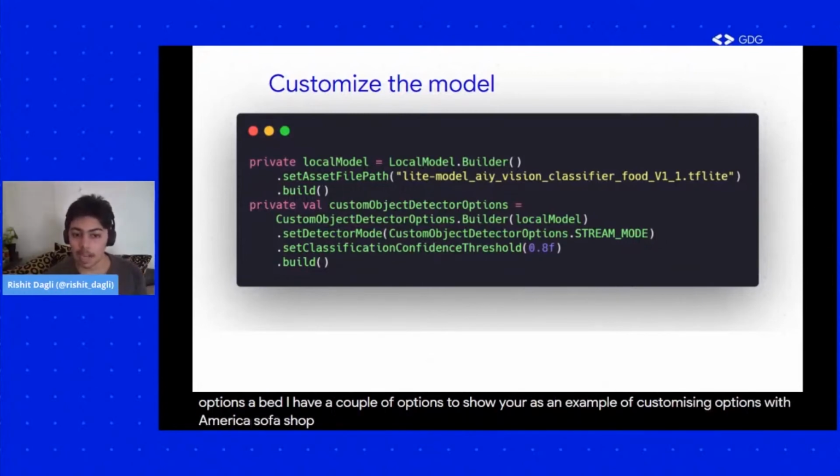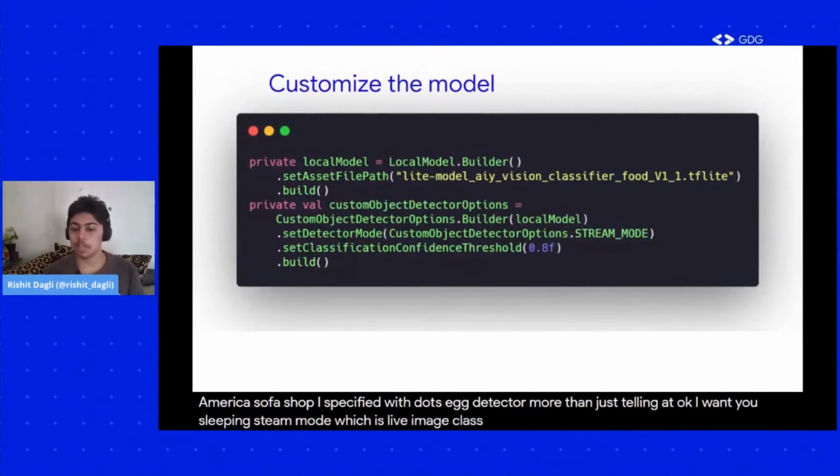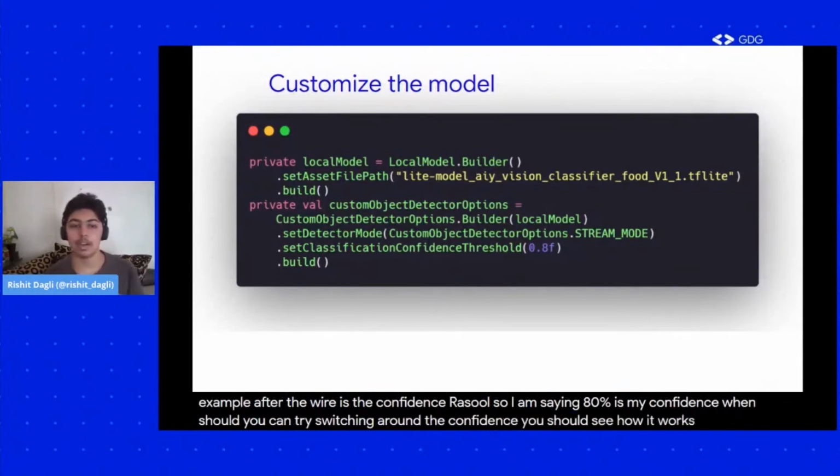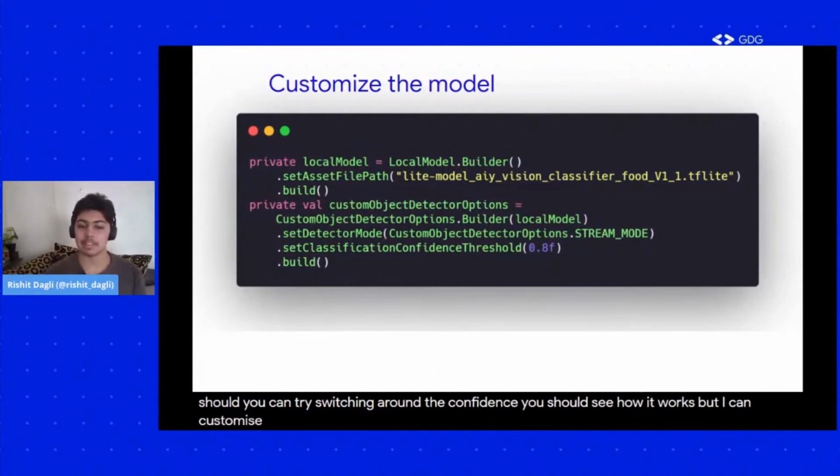I have a couple of options to show you as an example of customizing options with MLKit. So first off, I specified the set detector mode. So I'm just telling it, okay, I want to use stream mode, which is live image classification, doing all of this in a streaming mode. Another example I've shown over here is the confidence threshold. So I'm saying 80% is my confidence threshold. You can try switching around the confidence threshold and see how it works.